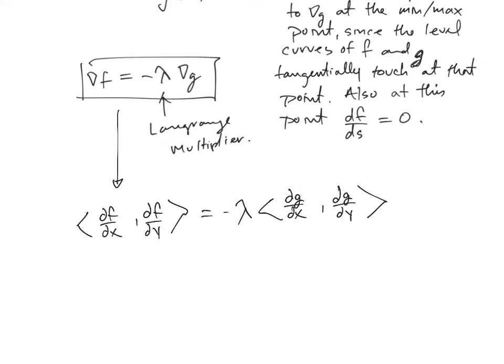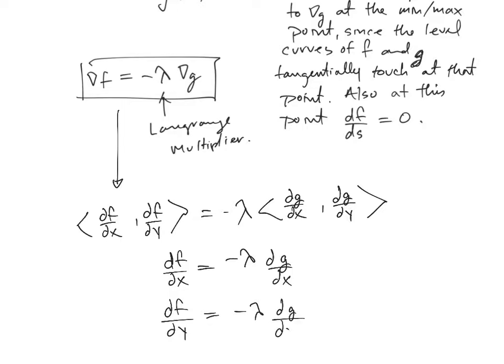So for that equation to be true, what does it mean? Well, it means that the x component of the vector on both sides has to be equal, right? So that means we can write the partial derivative of f with respect to x has to be equal to minus lambda times the partial derivative of g with respect to x, and the partial derivative of f with respect to y has to be equal to minus lambda times the partial derivative of g with respect to y. Okay, for that equation to be true.